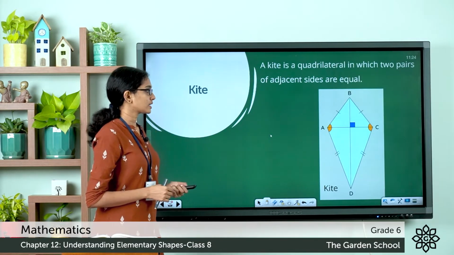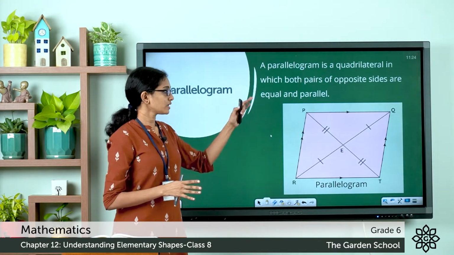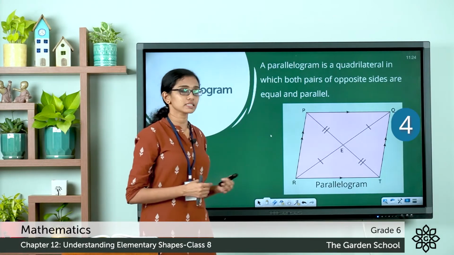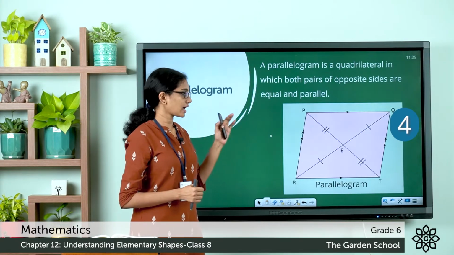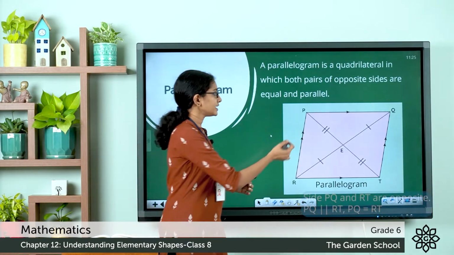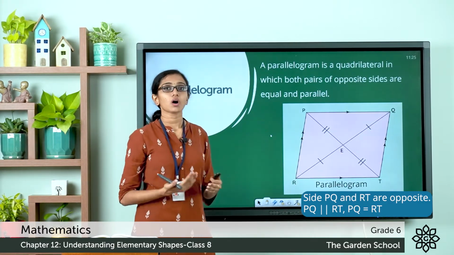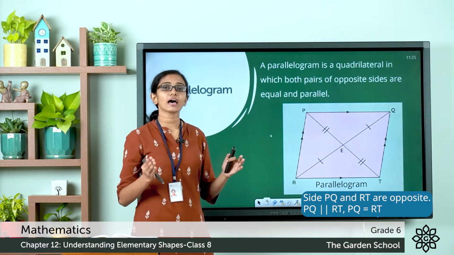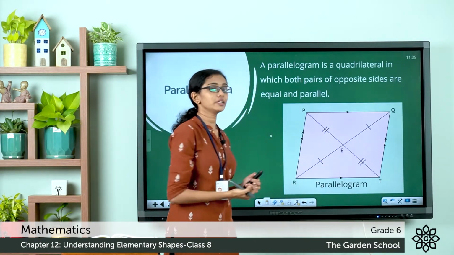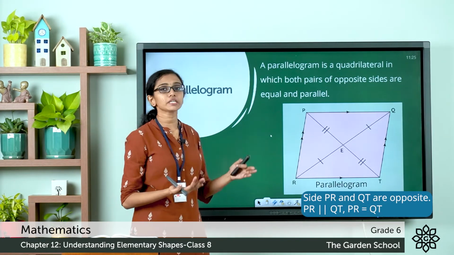Let's see the next quadrilateral now. This is called a parallelogram. So here you have a quadrilateral which has got 4 sides, 4 vertices, 4 interior angles and 2 diagonals. Now what about the opposite sides? The side PQ, the side RT. These sides are opposite, they are parallel and equal in length. Now what about side PR and side QT? They are also opposite, they are parallel to each other and they are equal in length.